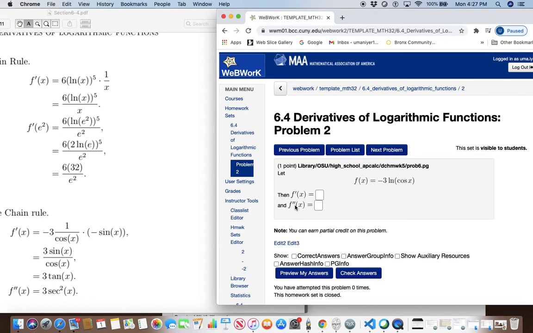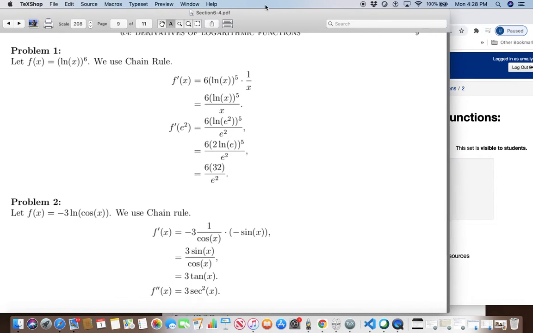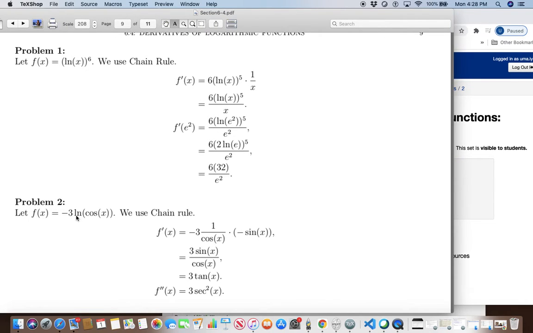Next problem. Let f(x) equals negative 3 natural log of cosine x. Find the first derivative and the second derivative. Obviously we need to use the chain rule because I have natural log of cosine x, with a negative 3 outside that's just a constant. So the derivative: negative 3 stays, derivative of natural log cosine x is 1 over cosine x, times the derivative of cosine, which is negative sine x. There is a negative and a negative, so you have 3 sine x over cosine x, which is 3 tan x.